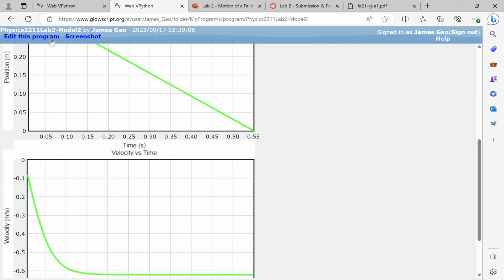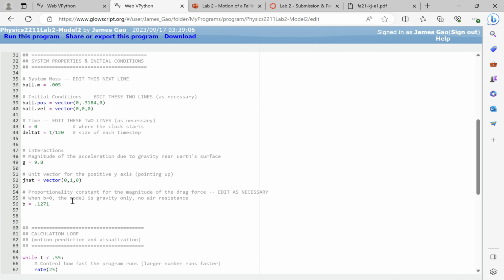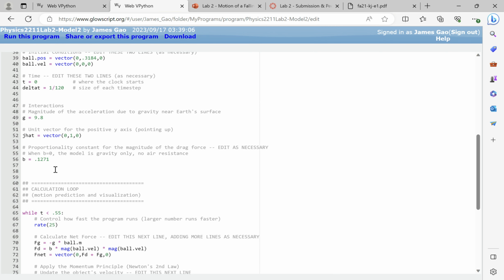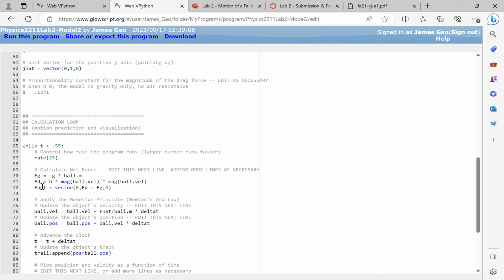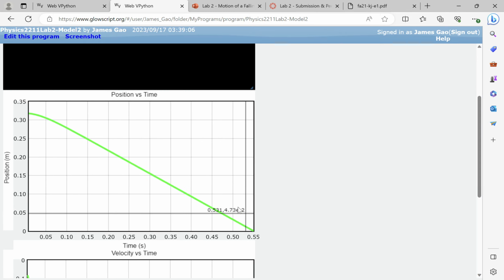But this model that I do account for drag, in which I have a proportionality constant of b equals 0.1271, and the drag force equals that constant times the speed squared, and so the net force equals the force of drag plus the force of gravity. This creates a model that's much closer to my observations.